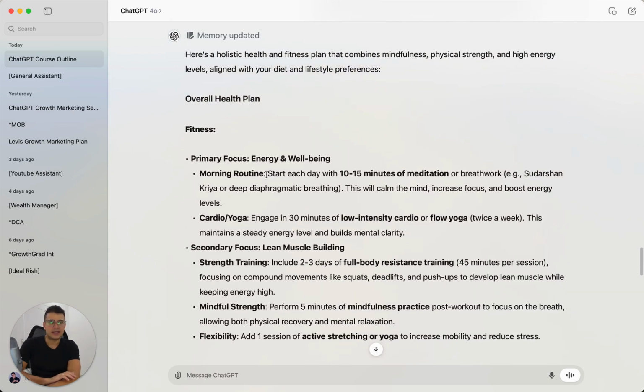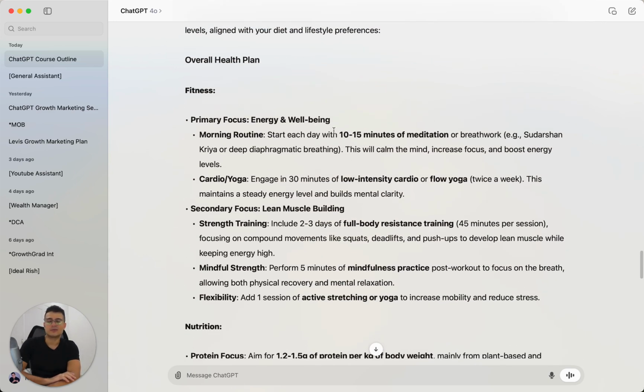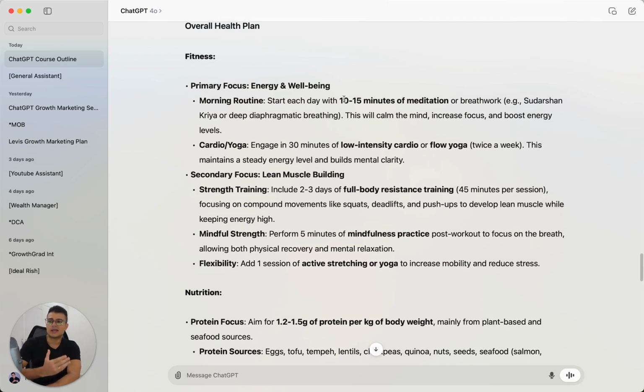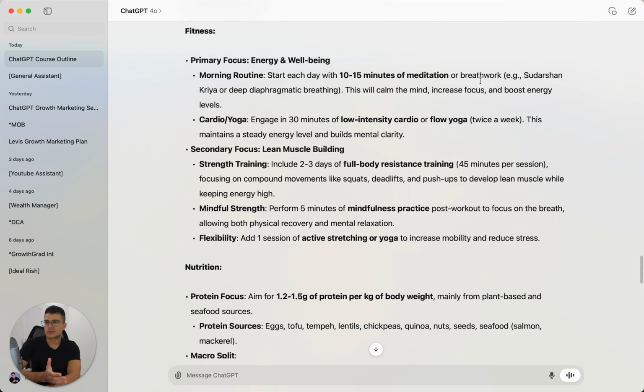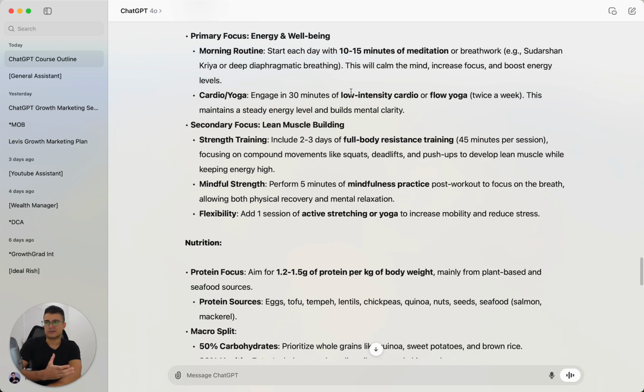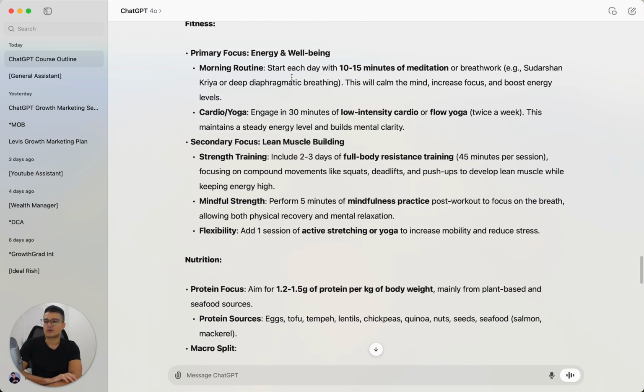So my overall health plan, my primary focus is going to be energy and well-being. Now, this could be different for a bodybuilder, for example, or for someone who wants to get down to less than 10% body fat, and people have different kinds of goals. But for someone who's mostly focused on well-being, they are starting the day with breath work. Now, it mentions Sudarshan Kriya because I do the Sudarshan Kriya and it has information about me. But you could do any kind of breathing practice. Again, this is not a recommendation for a health plan to anyone, but you could create your own health plan.